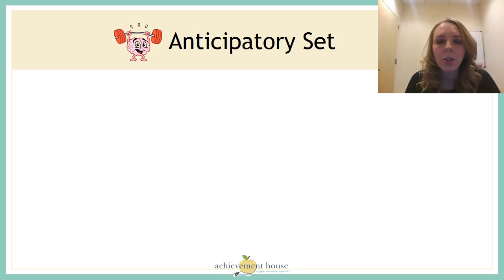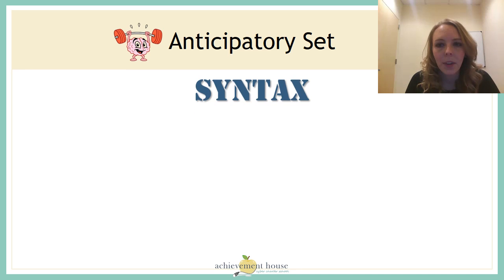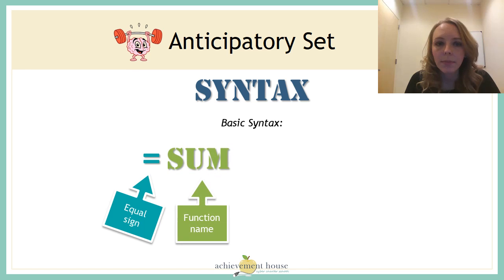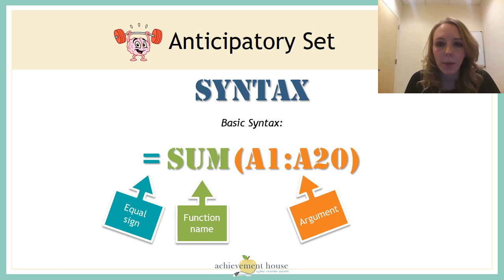In order for a function to work correctly, it must be written in a specific way, which is called the syntax. The basic syntax for a function is the equal sign, the function name, and one or more arguments. Arguments contain the information that you want to calculate. In the example that you see here, the function will calculate the sum or the total of cells A1 to A20. That little colon represents "to."